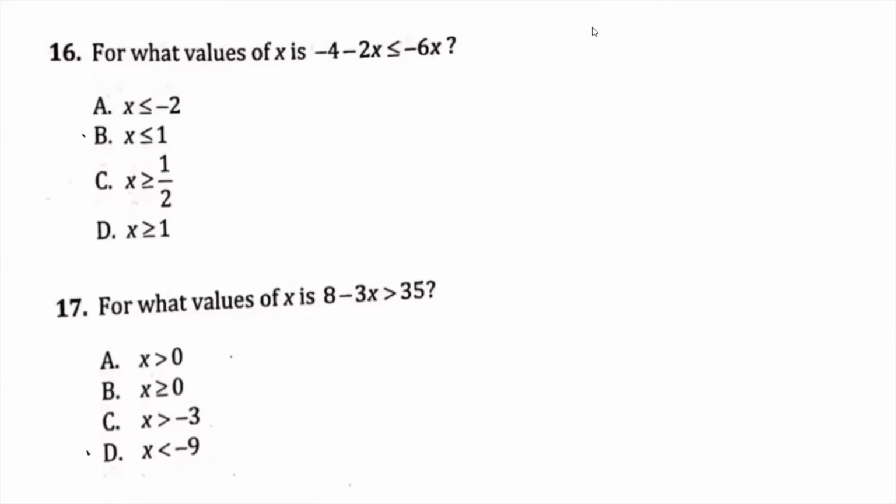All right, let's get this started. We're trying to solve for what values of x is negative 4 minus 2x less than or equal to negative 6x. Okay, so we just got to pretend that this inequality is just an equal sign, and we just solve for x.